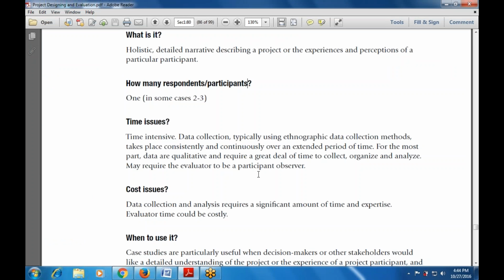For the most part, the data are qualitative and require a great deal of time to collect, organize and analyze with the data collection method. This may also require evaluators to be observers, to know how to use and manage the data, and what time constraints apply to the evaluations.